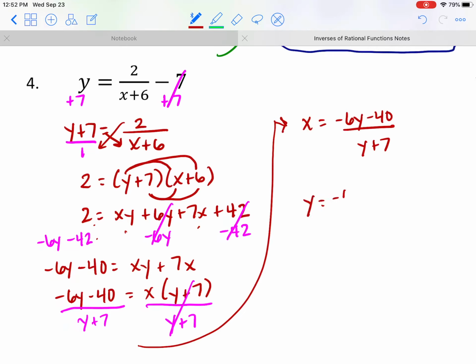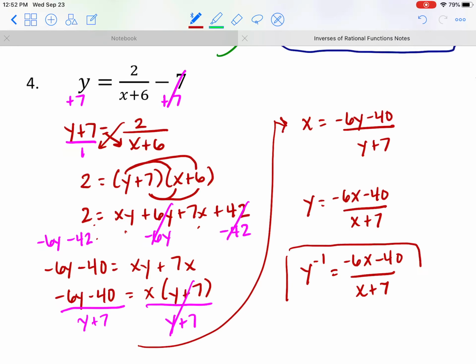Now I'm going to switch the x and the y, so y equals (negative 6x minus 40) over (x plus 7), and then I'm going to call it the inverse. So f inverse of x is (negative 6x minus 40) over (x plus 7). And again, you could probably do that in fewer steps than I'm showing, but I just want to make sure that my work is nice and clear here. Okay, so there it is.